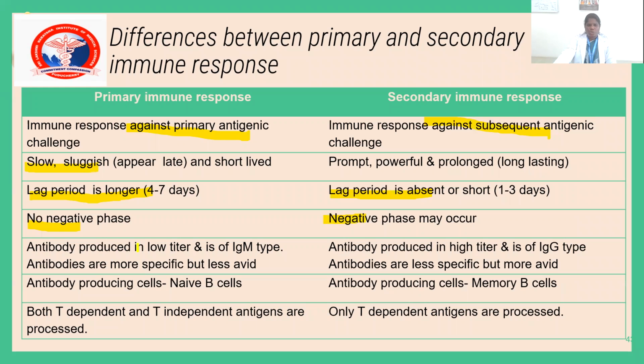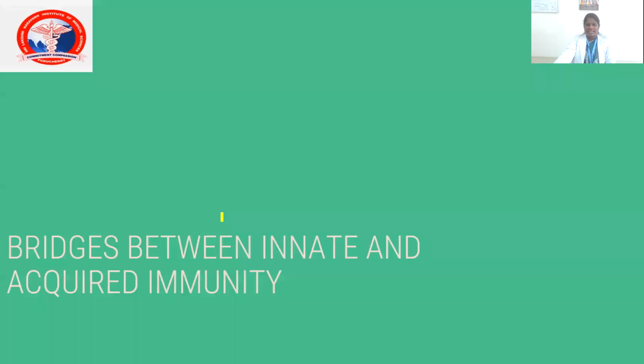So there is a slow titer, initially of IgM type, and a high titer of IgG type. And here the B cell initially will be a naive B cell, with no activation at all. Once it is activated, it becomes memory cells. So if the person encounters the antigen a second time, they will have the memory cells. Okay, this is the difference between the primary and secondary.